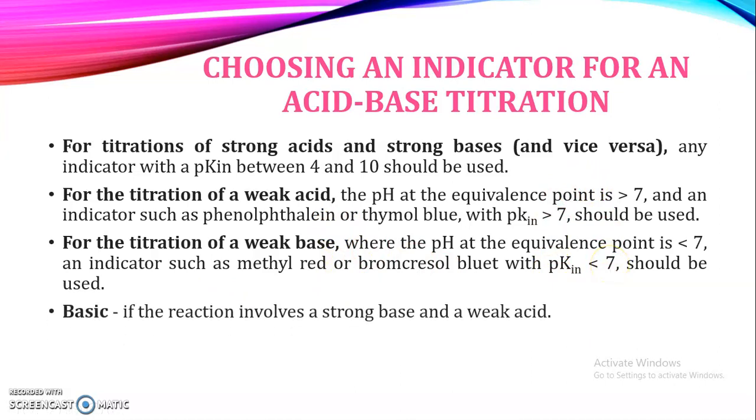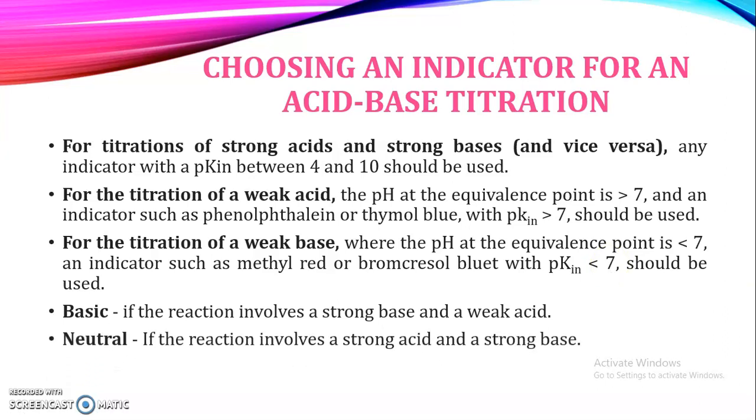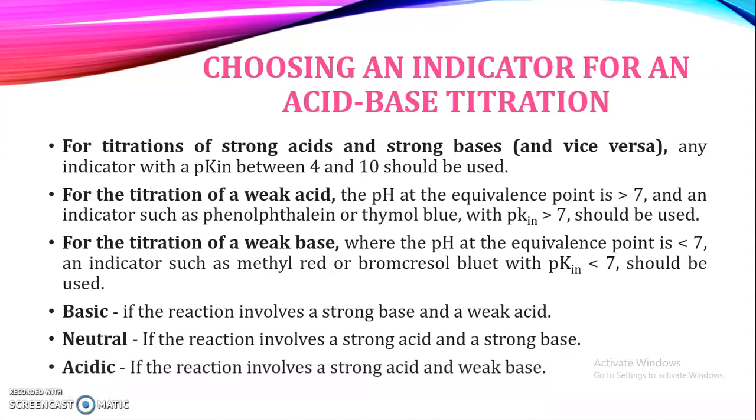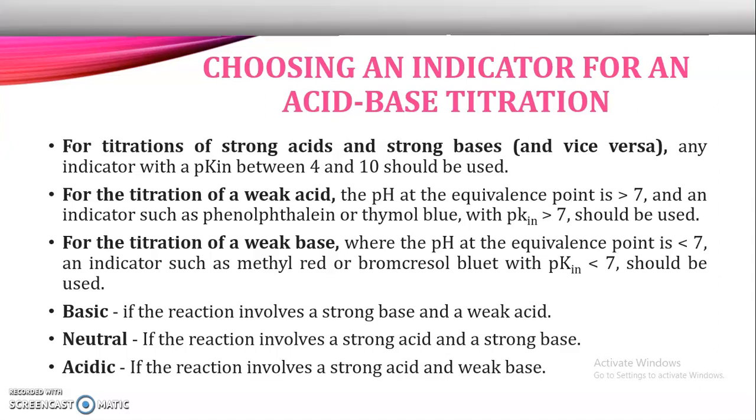For basic compounds, that is the base, the reaction involves a strong base and a weak acid. Neutral indicators are used if the reaction involves a strong acid and a strong base, and acidic indicators are used if the reaction involves a strong acid and a weak base. So this is how we are going to choose an indicator.